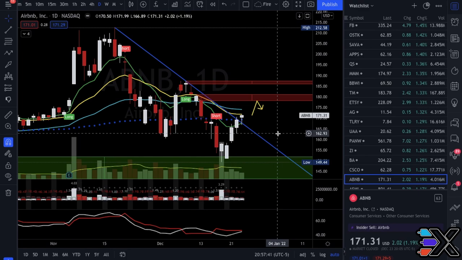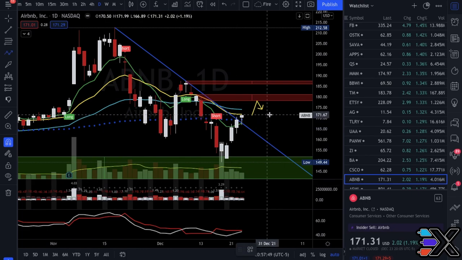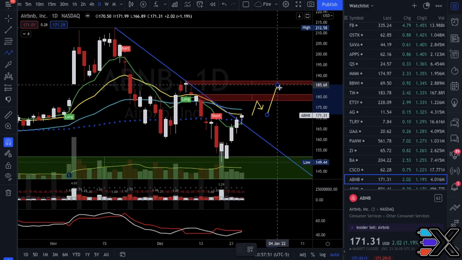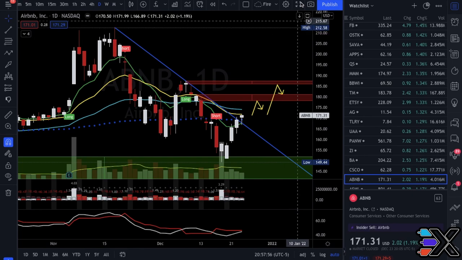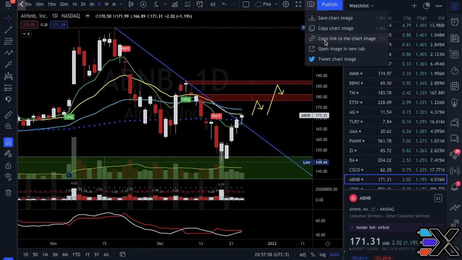And we draw the arrow, that would be your target, at least on the short term. If you didn't have time on your contracts, that would need to be your target. If you have time on the contracts, you could wait for it to chew through that supply and head to the next supply.